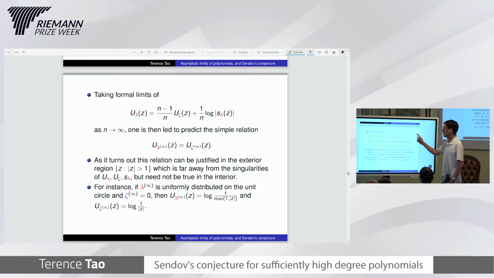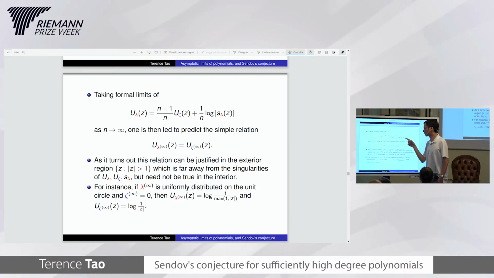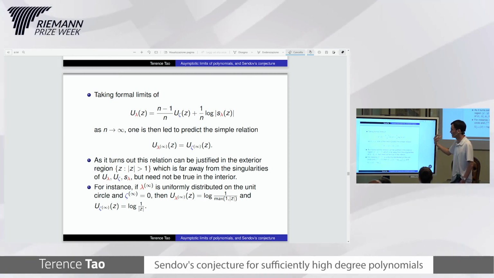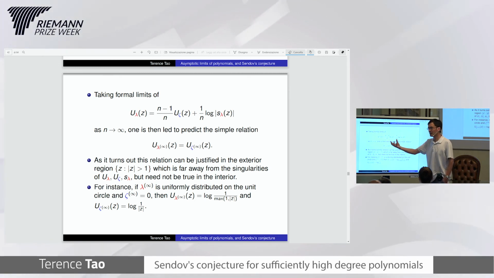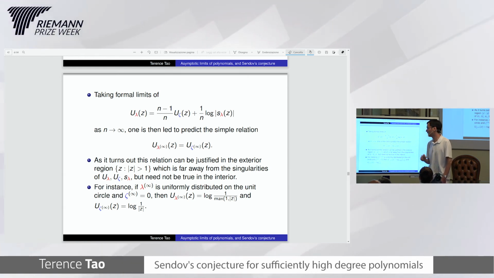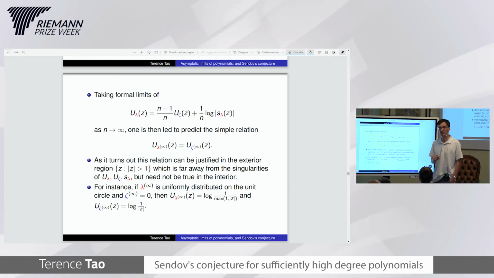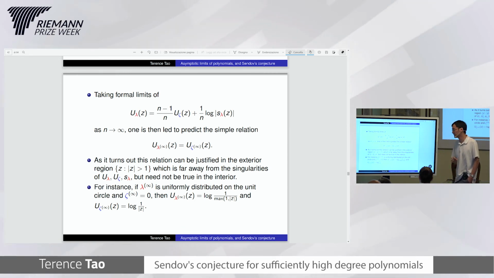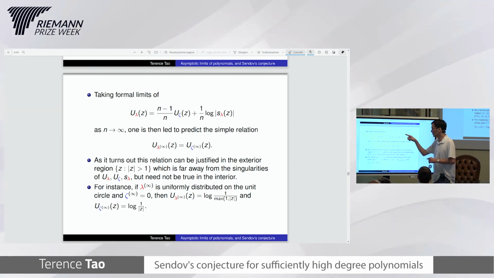So this is what happens for any fixed degree. But if you pass the limit as n goes to infinity, you get a much simpler equation. And now there's an issue that this log sometimes is divergent. But in principle, you get a much simpler formula, which is that the log potential of the limiting zeros is the same as the log potential of the limiting critical points. Now, unfortunately, this term doesn't always go to 0.